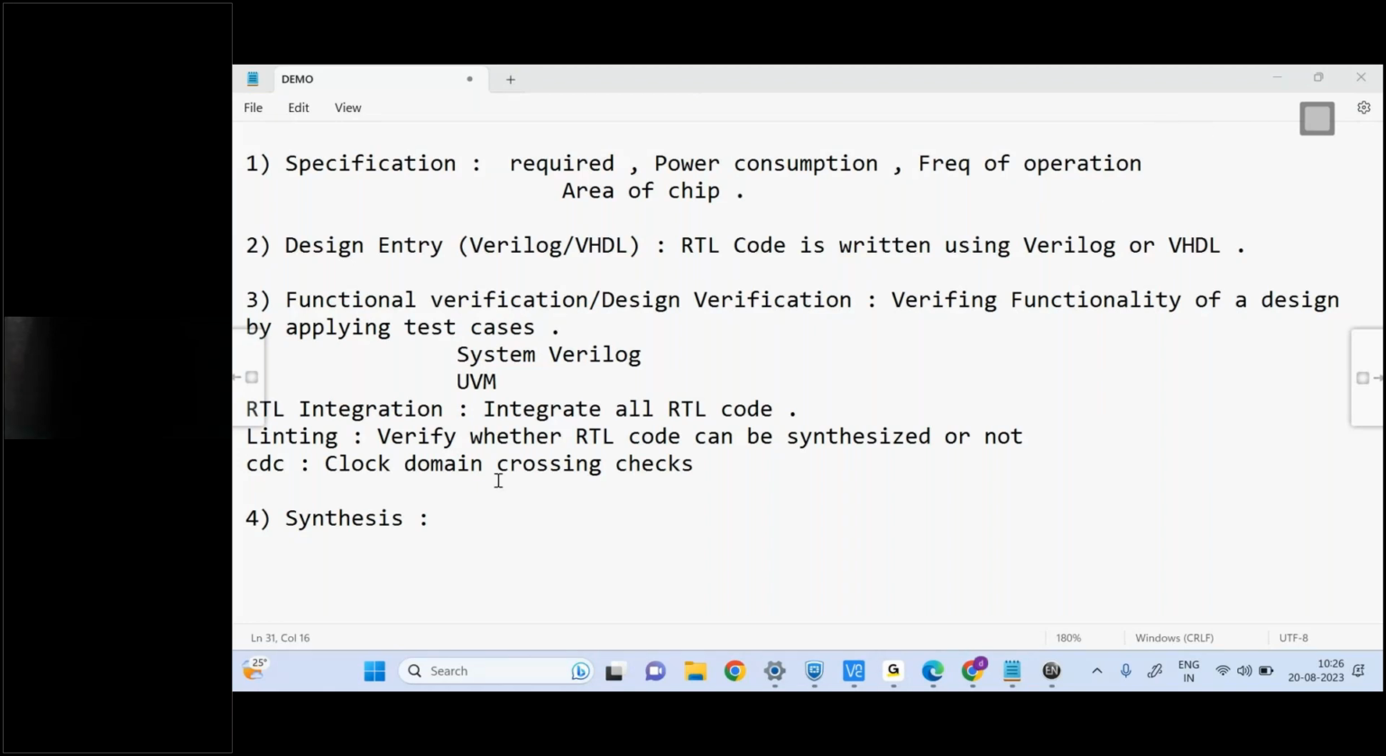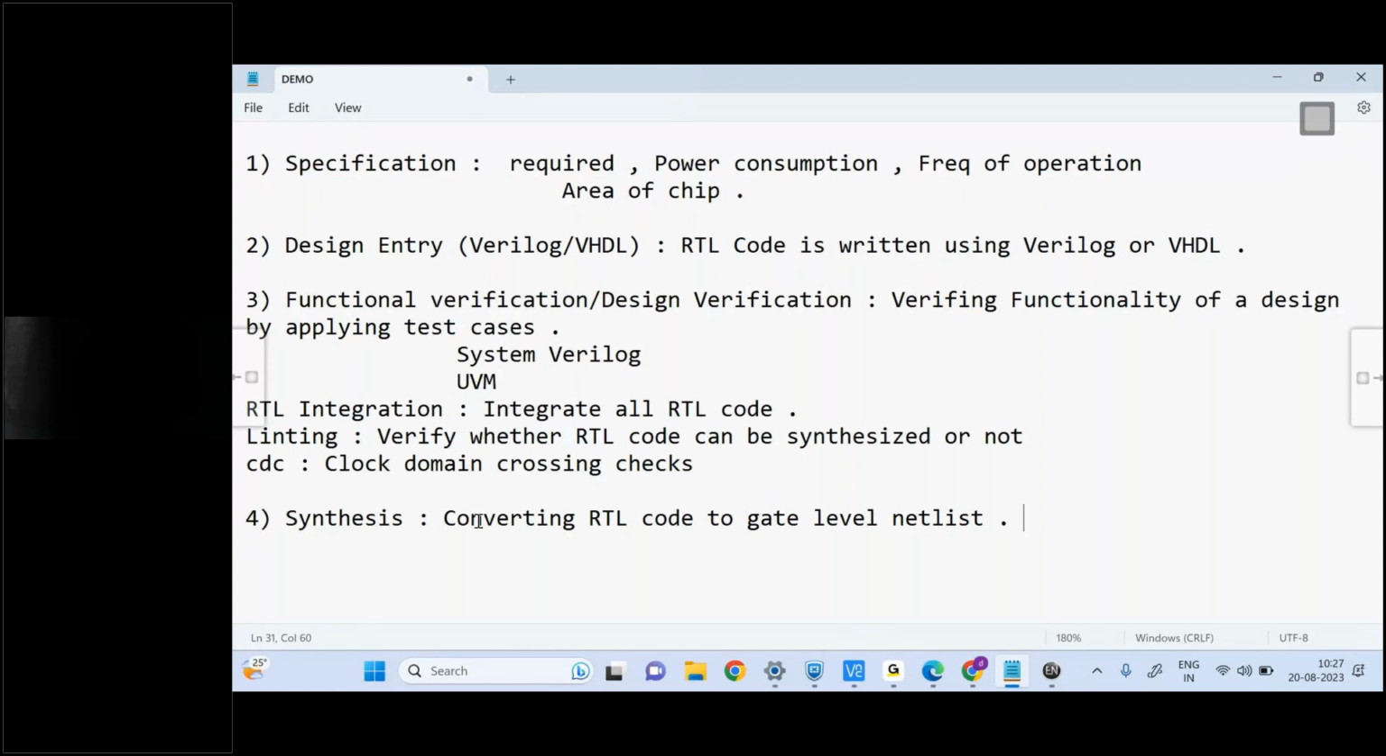RTL. Design is in what form? RTL code form. So what does synthesis mean? Converting RTL code to gate level netlist. Converting RTL code to a gate level netlist or gate level circuit is called what? Synthesis. Step by step process.